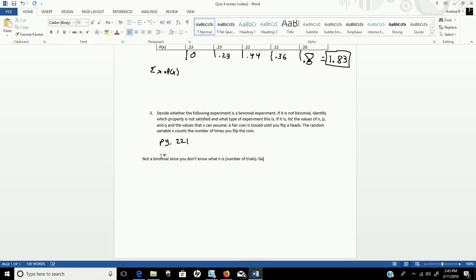In this case, it would be geometric, since you go until you get a success, which in this case, the success is flipping a heads on that coin. So the main difference between your binomial and geometric, once again, is how many times you're doing it. If you know exactly how many times you're doing it, like if I said you're flipping the coin 10 times and seeing how many heads you have, that is different than you flipping the coin until you get a heads. So make sure you're reading those carefully.